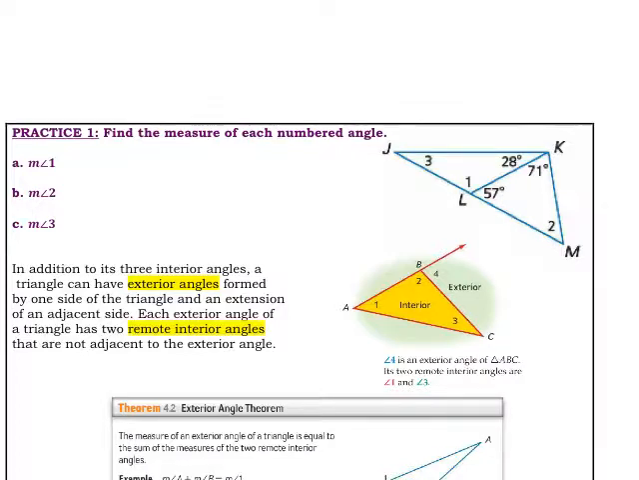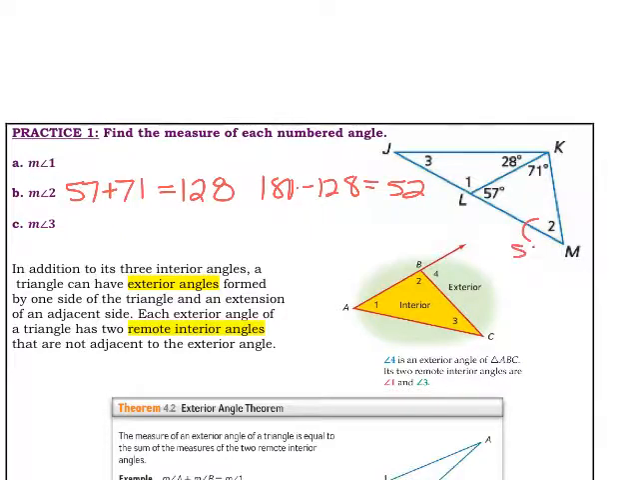All right, can anyone tell me which one they found first? Angle 2, good. So for angle 2, what did you do? I added 57 and 71, and then I subtracted from 180 and got 52. Okay, what was 57 and 71? It was 128, right? Good, and then 180 minus 128 gave you 52. So for angle 2, she said that was 52.